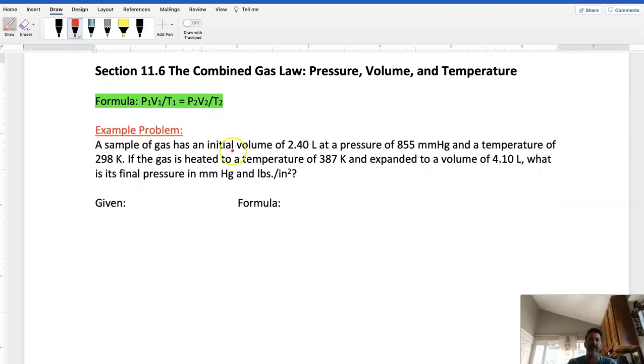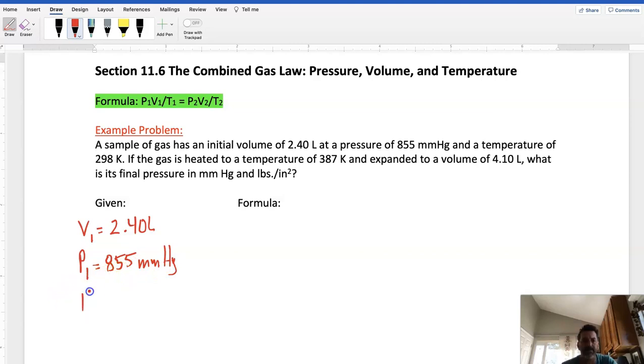All right, one last one. Now we have the combined gas law. Just like it sounds, now we're going to combine these gas laws together, okay? So it looks something like this. A sample of gas has an initial volume, V1, of 2.40 liters. It has a pressure, P1, of 855 millimeters of mercury.